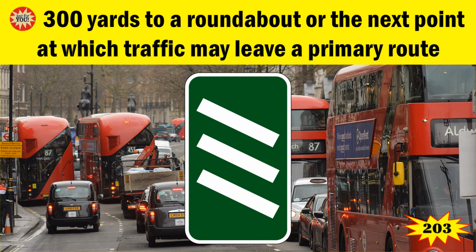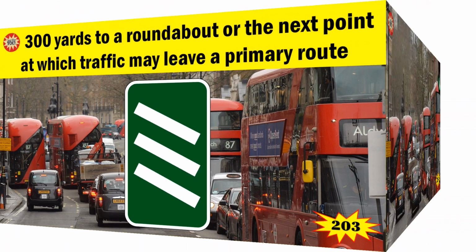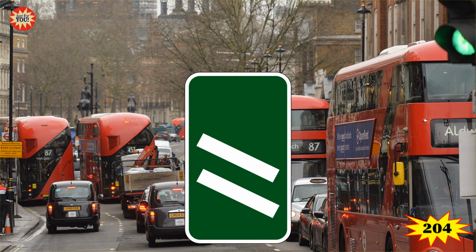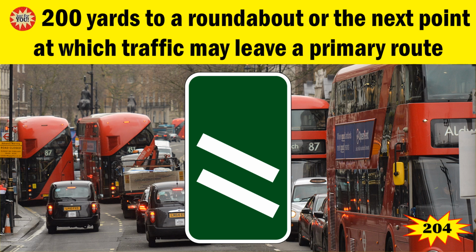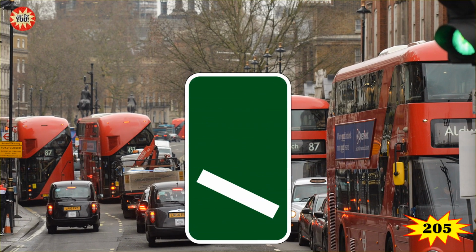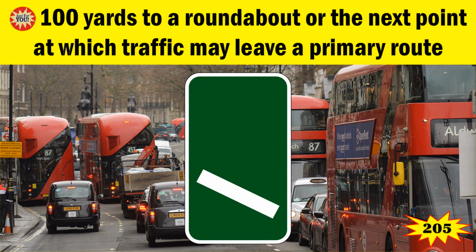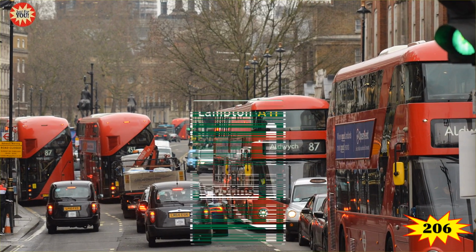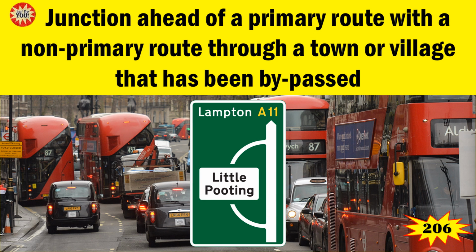300 yards to a roundabout or the next point at which traffic may leave a primary route. 200 yards to a roundabout or the next point at which traffic may leave a primary route. 100 yards to a roundabout or the next point at which traffic may leave a primary route. Junction ahead of a primary route with a non-primary route through a town or village that has been bypassed.